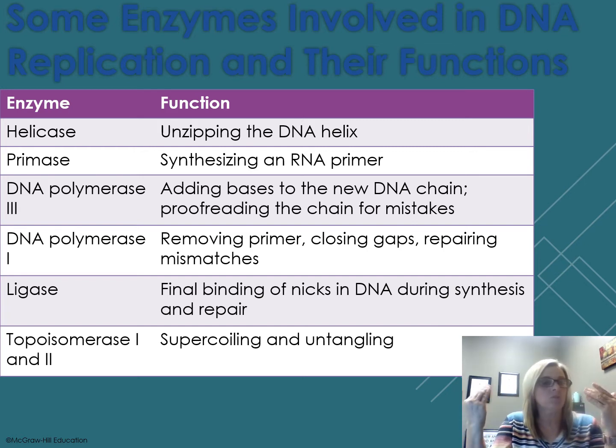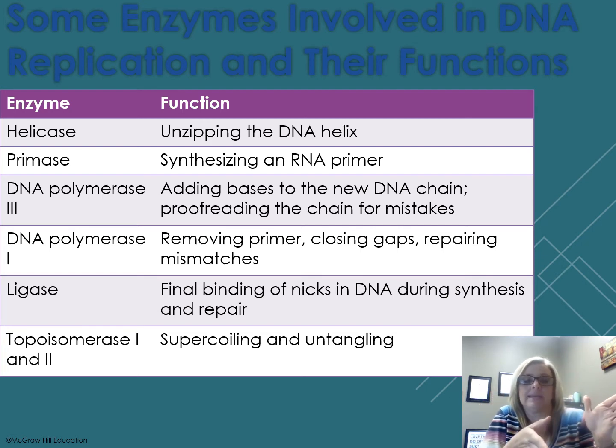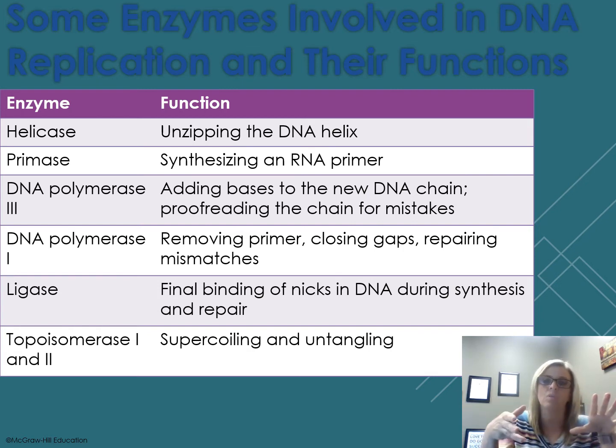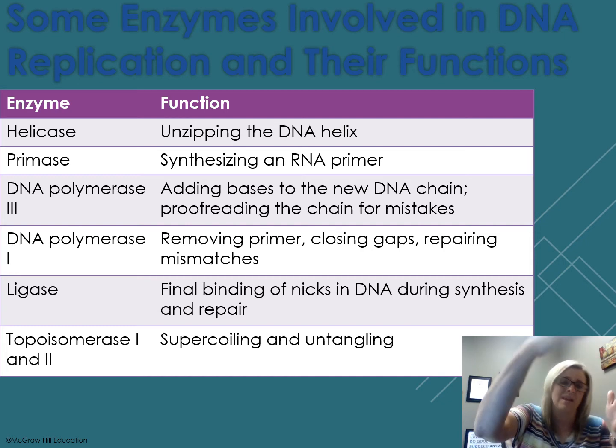It does also work in some proofreading, okay? So it can replace mistakes in the DNA chain. We do have proofreading mechanisms, and we'll talk about this in more detail and come back around to these. DNA polymerase 1 will actually pull the primer, close the gap, and help to repair the mismatch. So polymerase 3 is going to act to fine-tune it. It's going to add new bases and then kind of proofread its work.